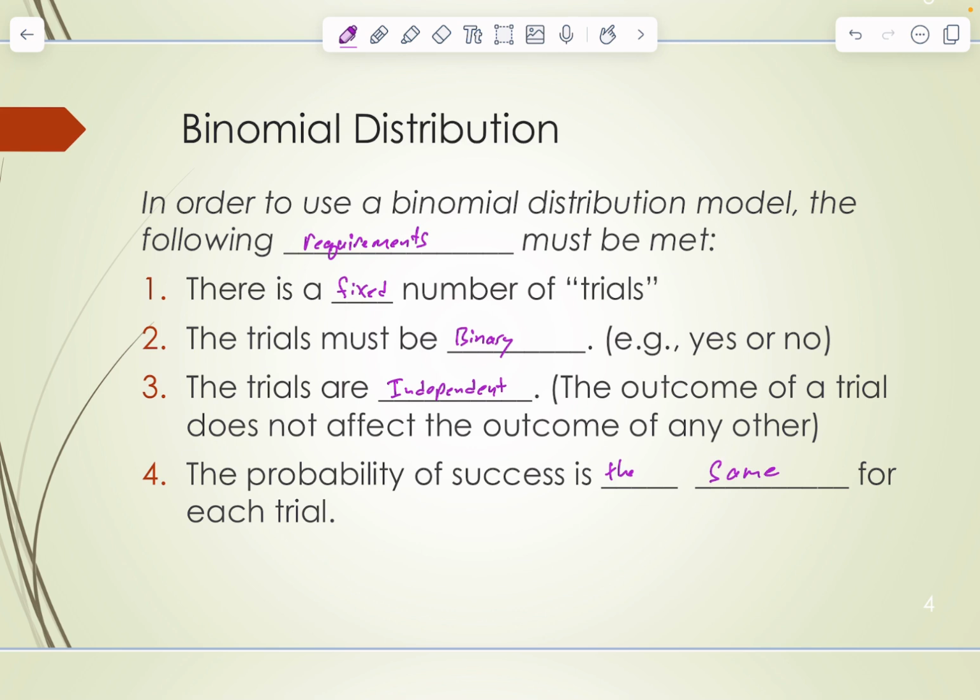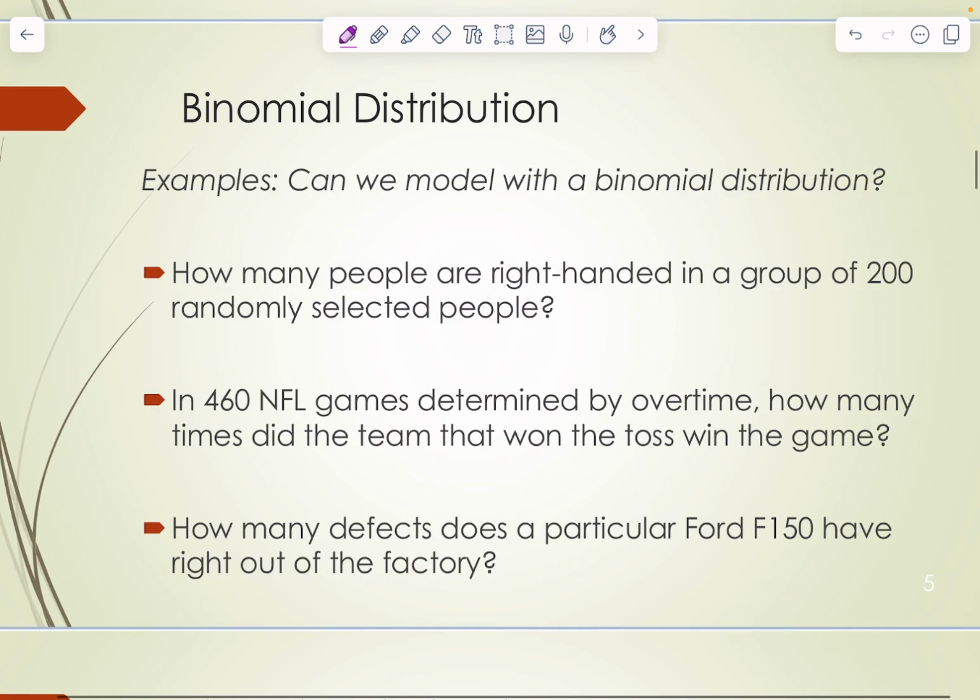If that's the case for a series of trials, like flipping a coin, then this is a binomial distribution. Okay, here's some examples or non-examples. So can we model with a binomial distribution? How many people are right-handed in a group of 200 randomly selected people? Yes, that is a question of how many successes. Whether a person is right-handed is the trial, and there's 200 randomly selected people. So that would be 200 trials, and this right-handedness is binary.